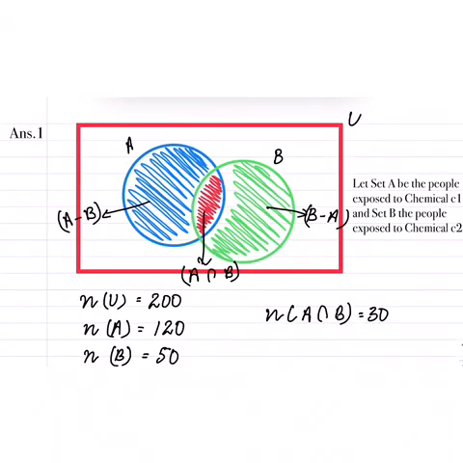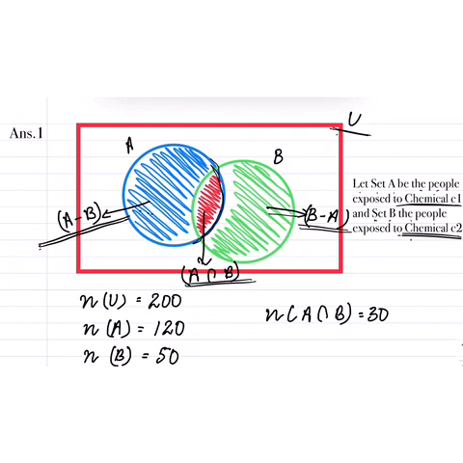In this Venn diagram, let set A be the people who are exposed to chemical C1 and set B be the people who are exposed to chemical C2. From this Venn diagram we can see that the blue portion represents A minus B, the green portion represents B minus A, and the red part, which is the intersection, represents A intersection B.